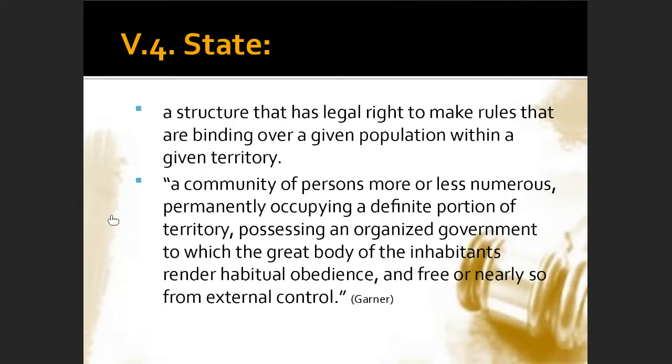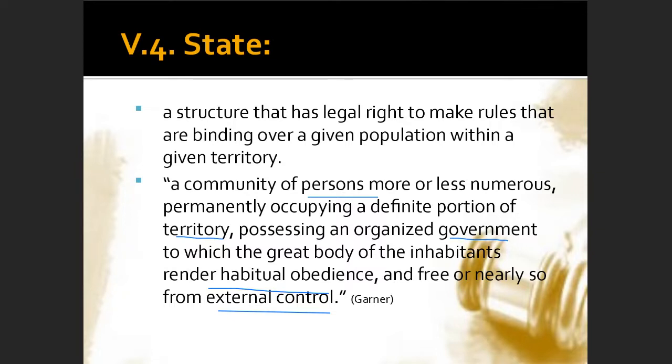What are the four elements now of the state? Meaning to say, all these four are supposed to be present. If one is missing, then you cannot have a state. So we have persons, we have territory, we have government, and then we have the great body of inhabitants rendering habitual obedience and freedom from external control. We call this sovereignty. So the four elements are persons, territory, government, sovereignty. Sovereignty would cover habitual obedience of people and the freedom from external control. So if one of them is missing, then you cannot have a state.